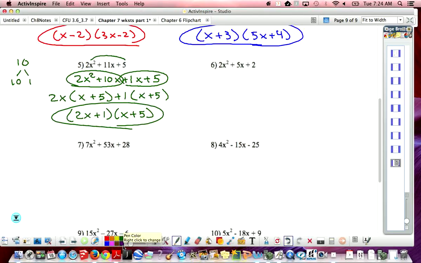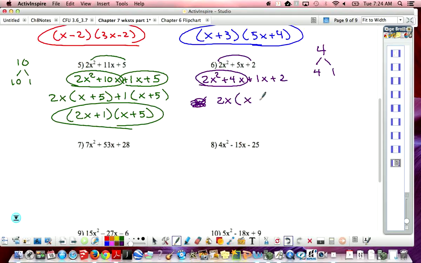Notice how this process doesn't change. 2 times 2 is 4. Factors of 4 that add up to 5: 4 and 1. So 2x squared plus 4x plus 1x plus 2. These two terms have a 2 and an x in common, so I have x plus 2. 1x plus 2 only have that 1 in common. So I have 2x plus 1 sets of x plus 2's.